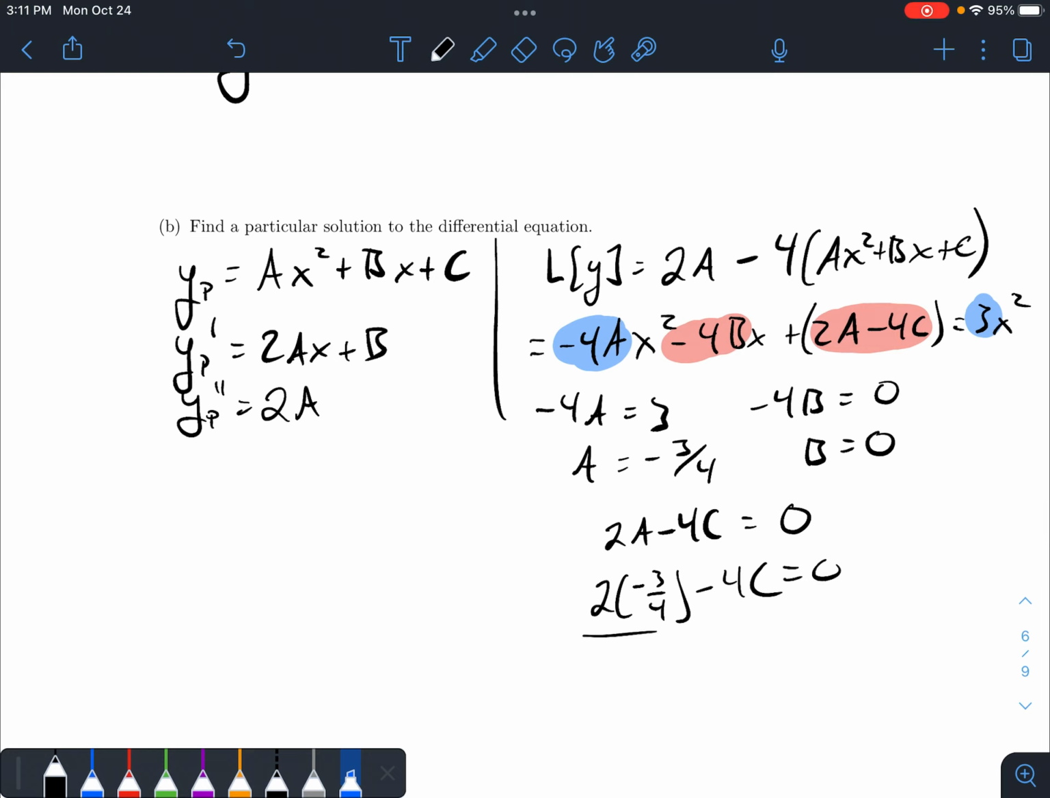All right, so I can add this to the right-hand side, so that's like adding, this is 6 over 4, right? So this becomes 6 over 4 on the right-hand side, and 6 over 4 is the same as 3 over 2.